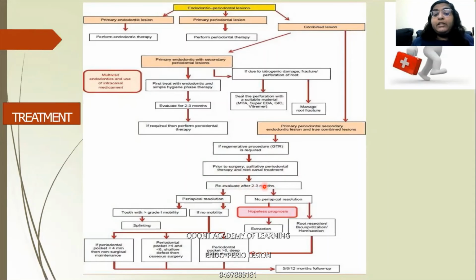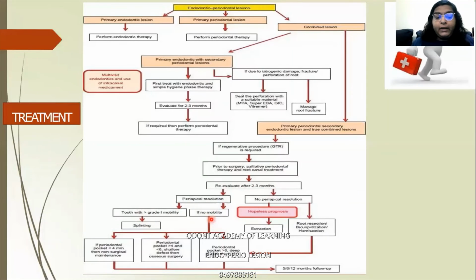So after 2 to 3 months, when you reevaluate, in the case of periapical resolution, that means the lesion has now subsided. If the tooth has more than grade 1 mobility, then we go for splinting. Okay, then we go for splinting.